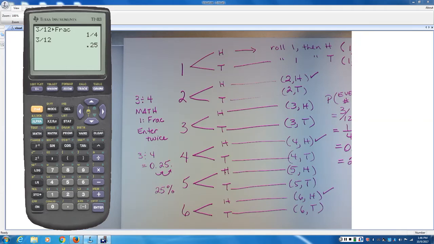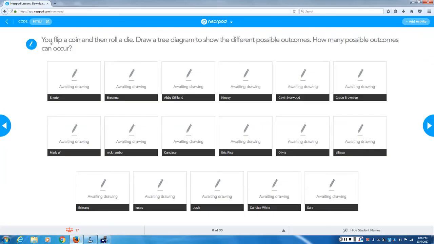Okay, let's go back to the Nearpod lesson for just a minute. You flip a coin, and then you roll a die. Draw the key of the tree diagram and show all the different possible outcomes. How many possible outcomes can occur? Now it's very similar to what I just did with you, but notice what comes first. When I did it, I flipped the coin after I rolled the die.